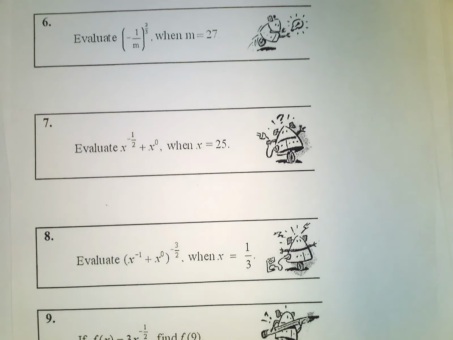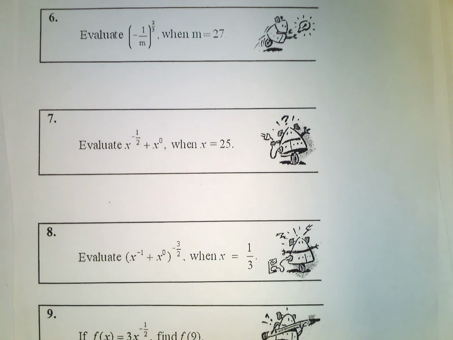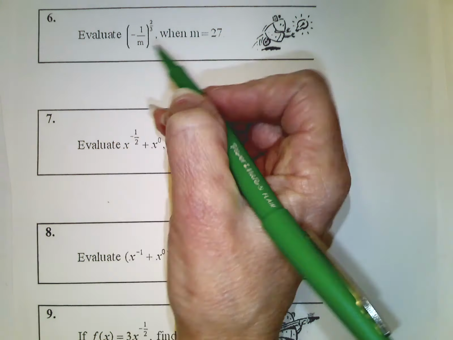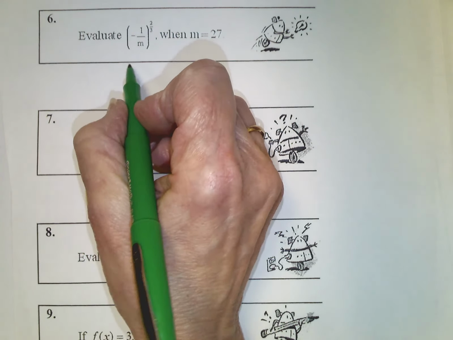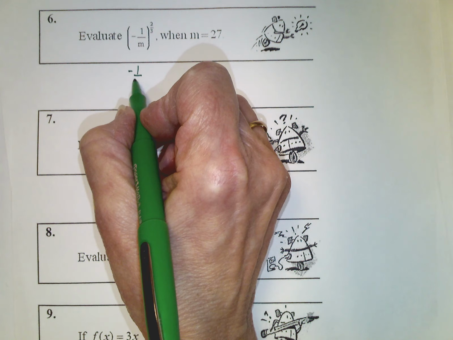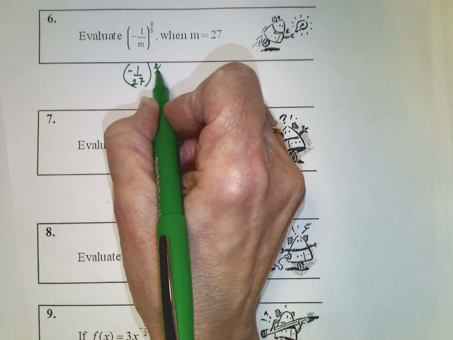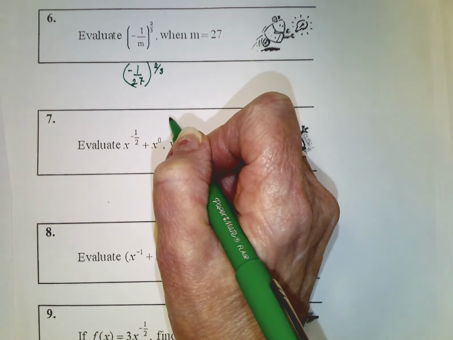Moving further, next page. Oh my. So they want us to put in a 27. We can do that. So we would have -1 over 27 raised to the 2/3 power.